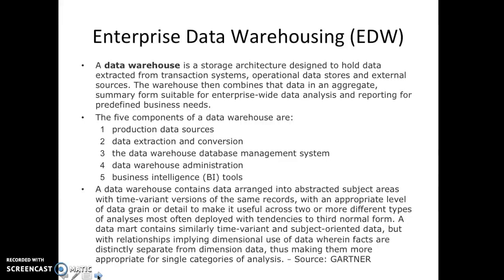A data warehouse contains data arranged into abstracted subject areas with time-variant versions of the same records, with an appropriate level of data granularity or detail to make it useful across 2 or more different types of analyses that are most often deployed to users with tendencies to third normal form. A data mart contains similarly time-variant and subject-oriented data, but with relationships implying dimensional use of data, wherein facts are distinctly separate from dimension data, thus making them more appropriate for single categories of analysis.